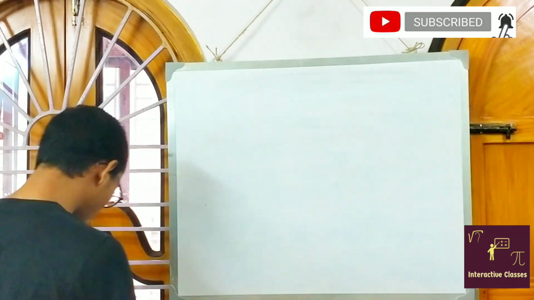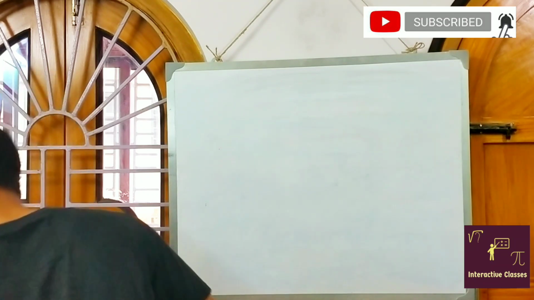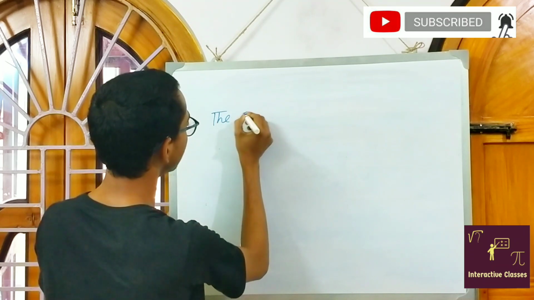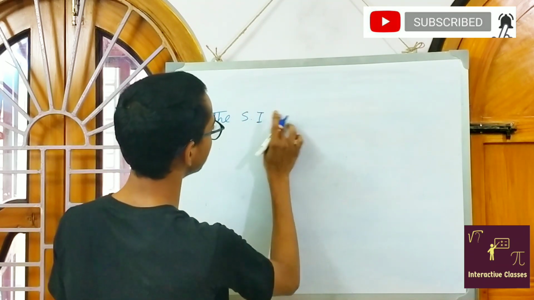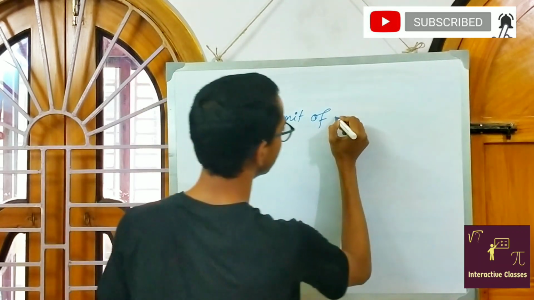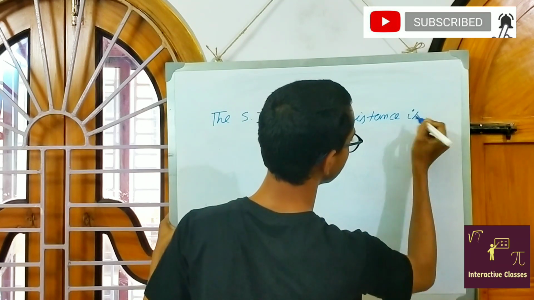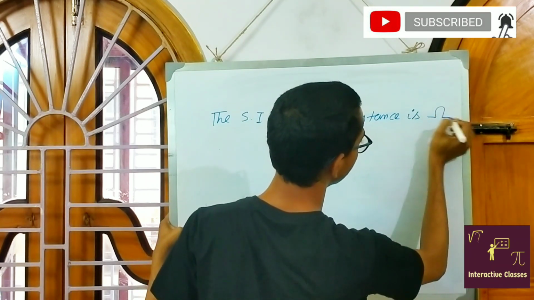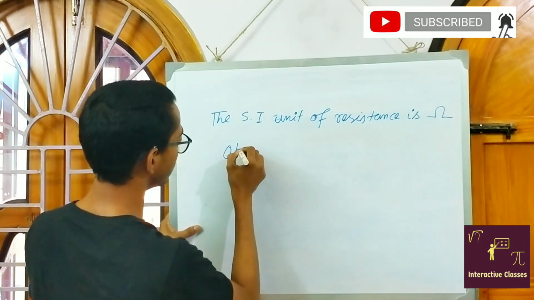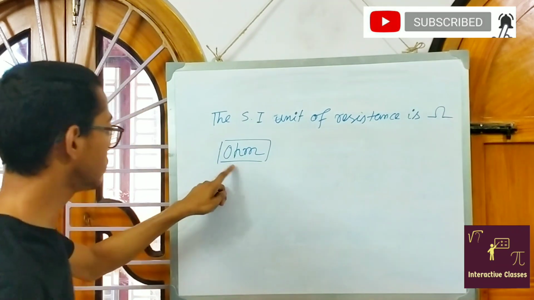So I forgot one thing: the units of resistance. The SI unit of resistance is ohm. This is the Greek symbol for ohm, and we write it as OHM. From Ohm's law, we get this ohm.